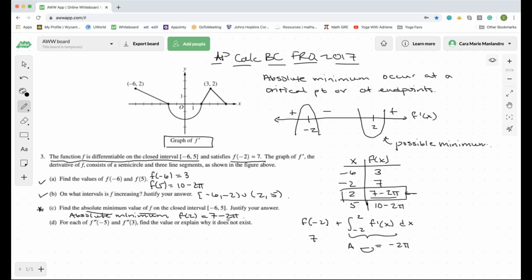All right, does anybody have any questions on that question? Great. Okay, so now could we justify our answer by saying we use the candidates test? I don't know what the candidates test is, so that may be something like a second derivative test. Is that what you're asking me?